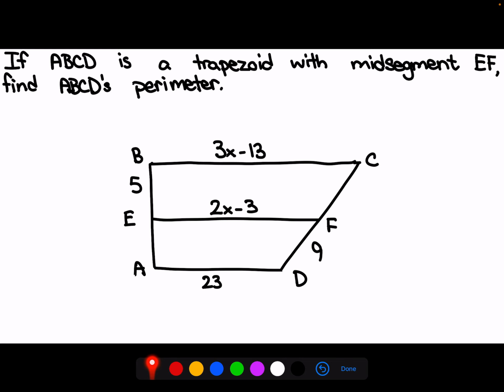All right, next up. If ABCD is a trapezoid with mid-segment EF, find ABCD's perimeter. Now, we haven't covered this much at all. We saw the midline theorem, the mid-segment theorem with triangles. Now we're actually seeing the mid-segment theorem with trapezoids as well. So I'm going to give you guys an equation that we can use with this.